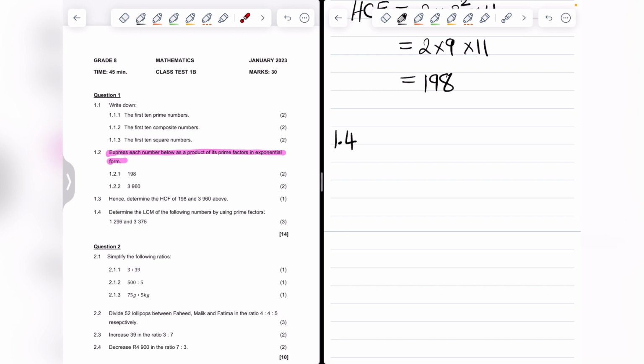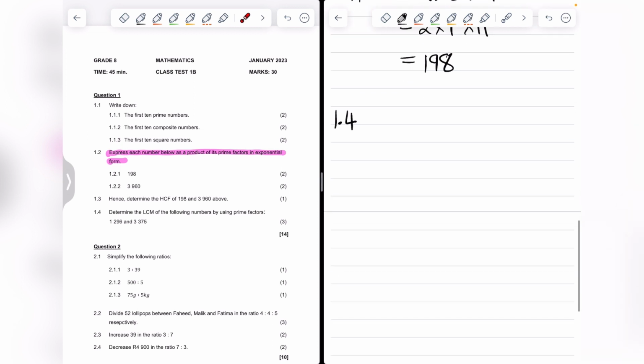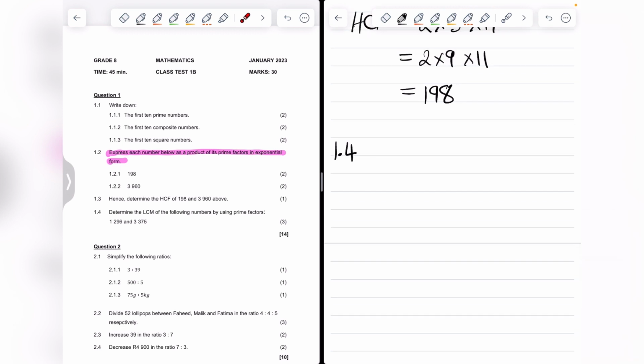You use the ladder method or the factor tree method, which is something we didn't really focus on because, like I said earlier, our preferred method here is the ladder method. So 1.4, we will then do the same thing we did with the previous two numbers, only this time we are going to look for the LCM and not the HCF. So I'm going to take 1296 and I'm going to pop that onto a ladder.